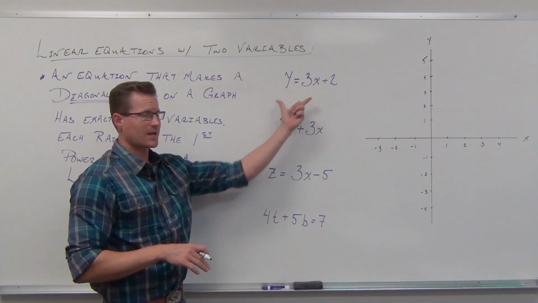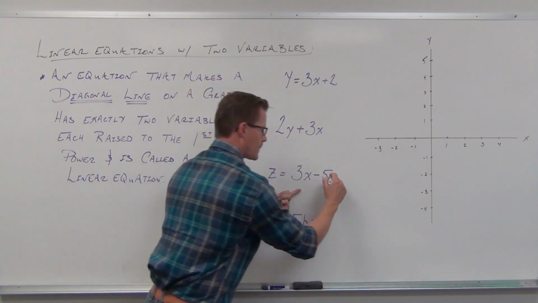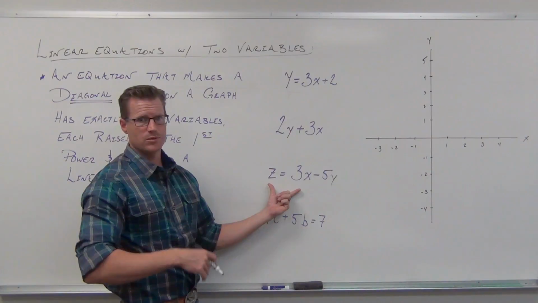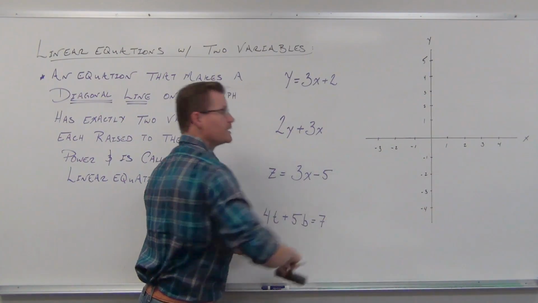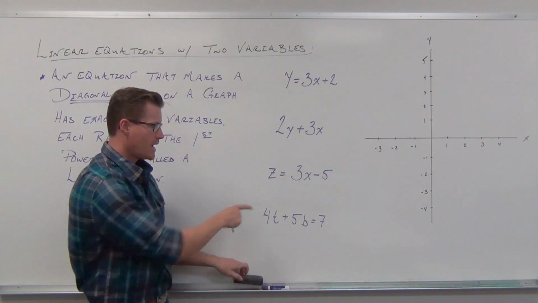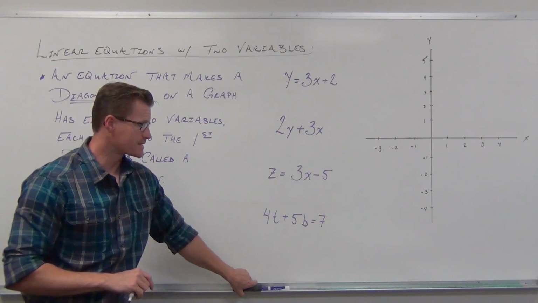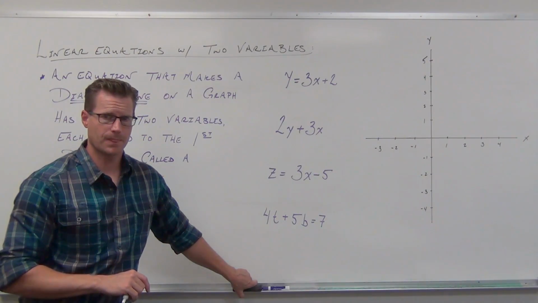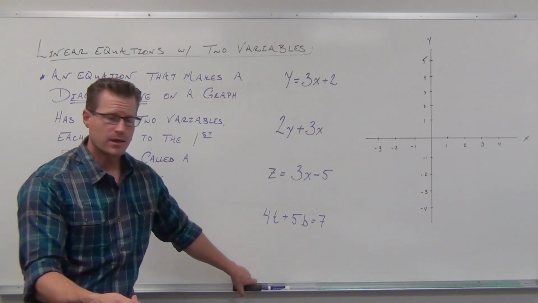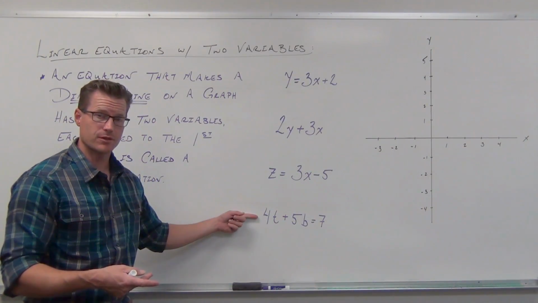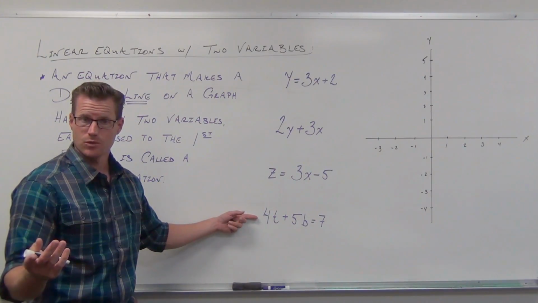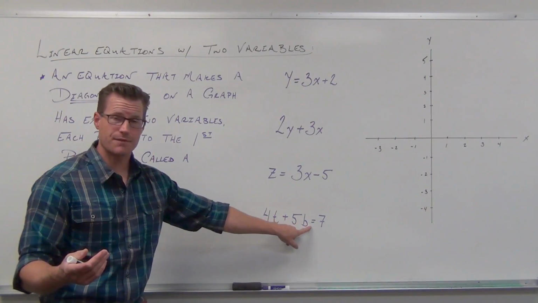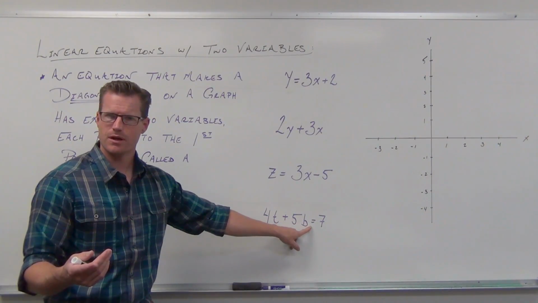So, no, it's not an equation. No, it's got three variables. Yes, that's a linear equation. How about the last one? Is that a linear equation? Well, does it fit? Is this going to make a diagonal line when you graph it? Well, if it has an equal sign, sure. If it has two variables, what are your variables here?